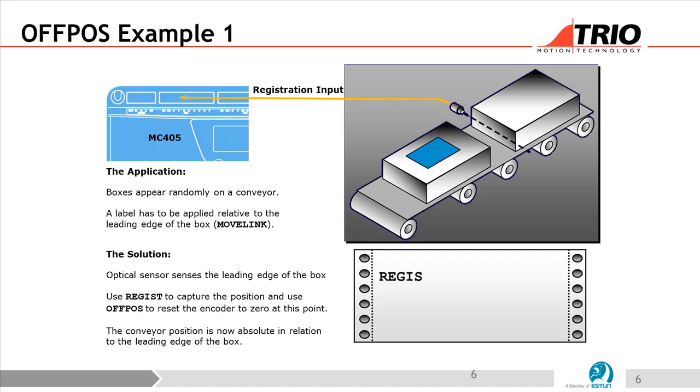So in the program that's typed in right now, you've only got 3 lines. REGIST 20, WAIT UNTIL MARK, and then OFFPOS = -REGPOS.